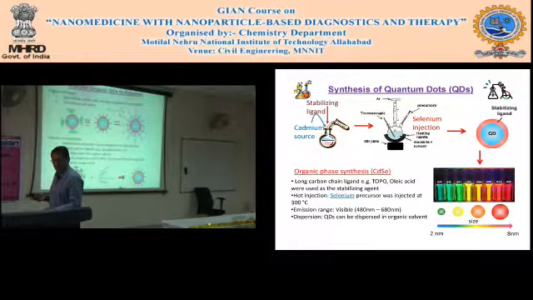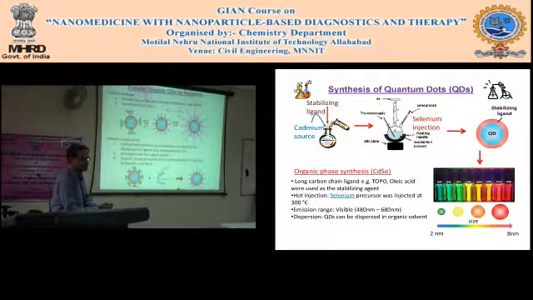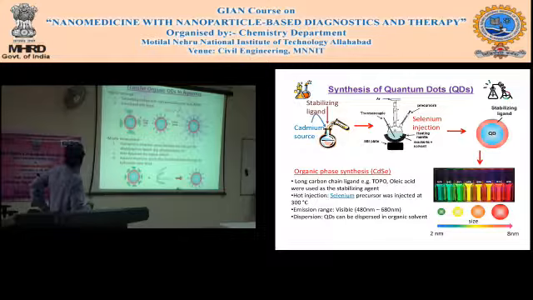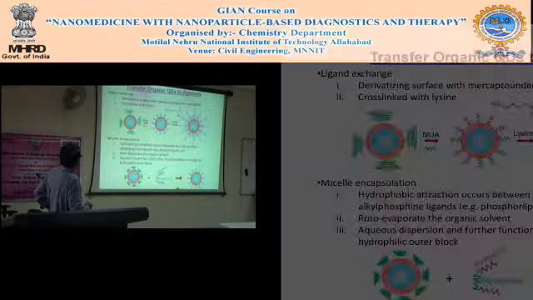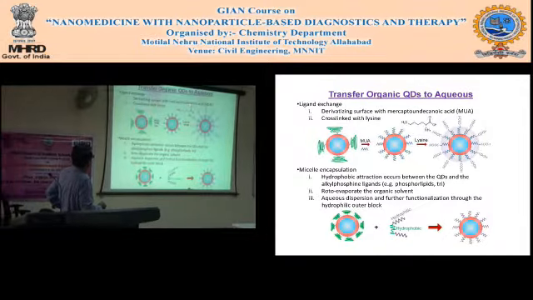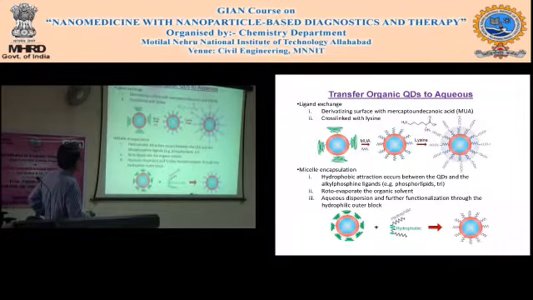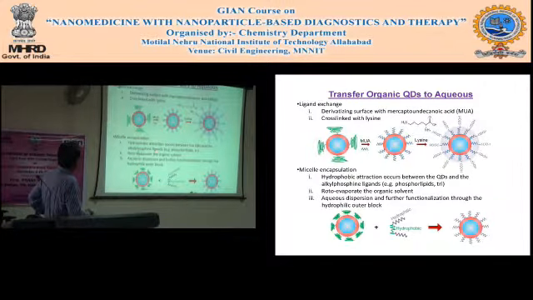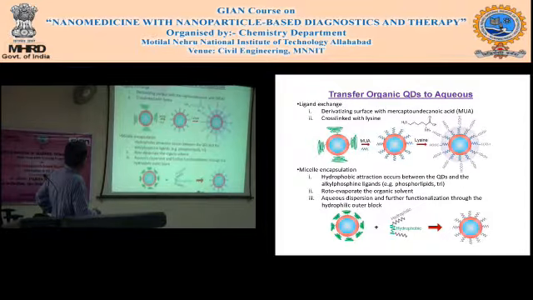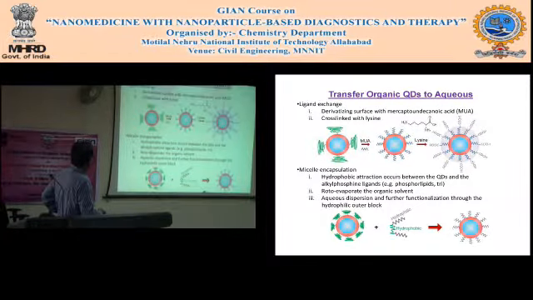What if we make an organic phase solution, like hot colloidal synthesis? Then you have to exchange the ligand to make it water dispersible. So one of the things is derivatizing with mercaptodecanoic acid on the surface, and then coupling it with lysine, which is an amino acid, to have the carboxylic group exposed outside to make it water soluble. Okay? So hydrophobic attraction occurs between quantum dot and alkyl phosphine ligands, and then you can disperse and functionalize to a hydrophilic block. Okay?